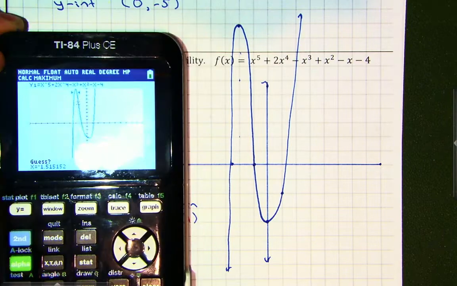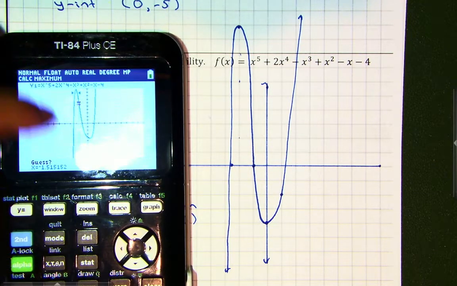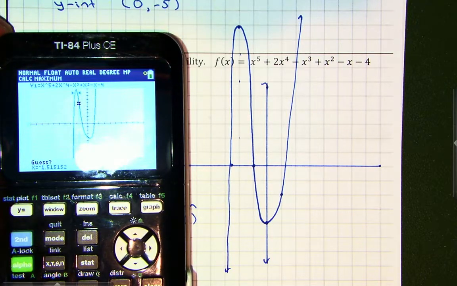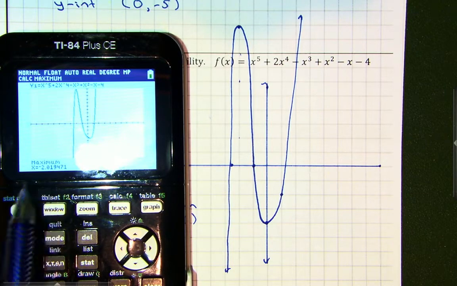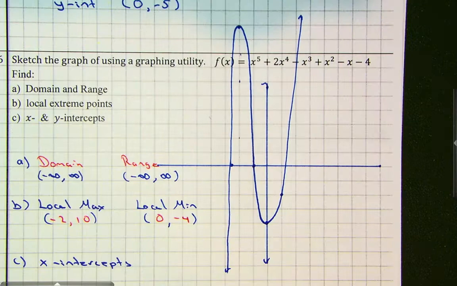Now, if you have a TI-84 Plus and not a C, you probably don't see those dashed lines. You can barely see them here. Yeah, so it's -2 and 10. We're going to round those. It's not really -2, 10, but it's close enough.